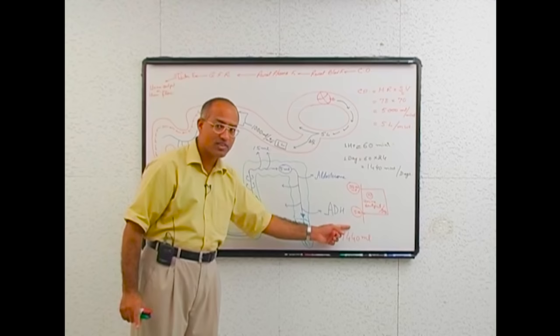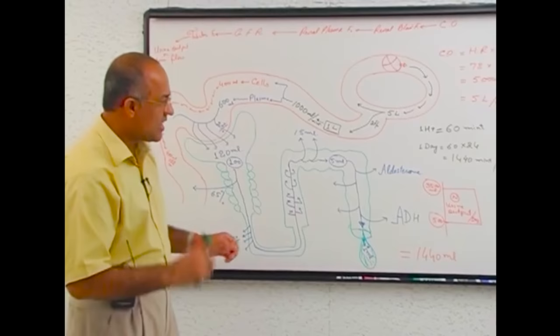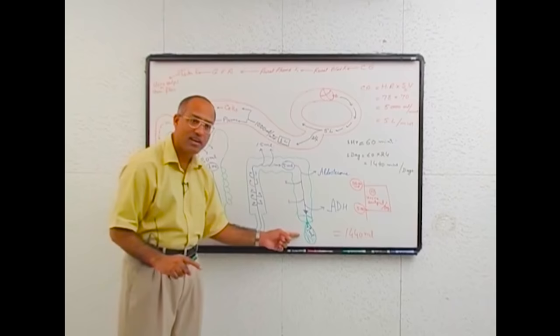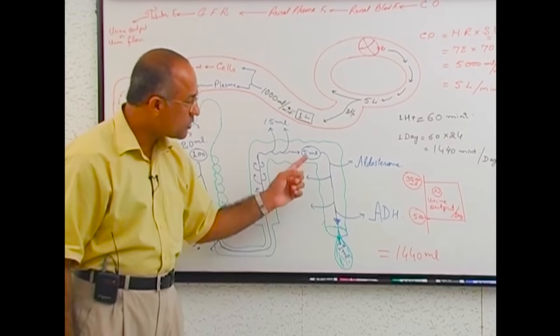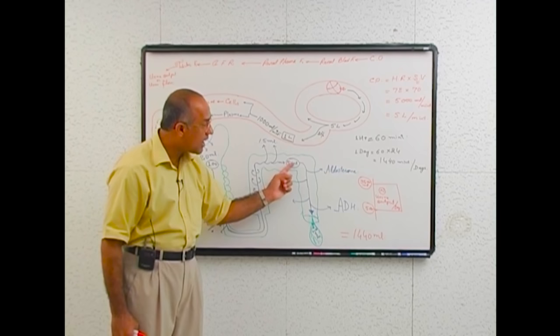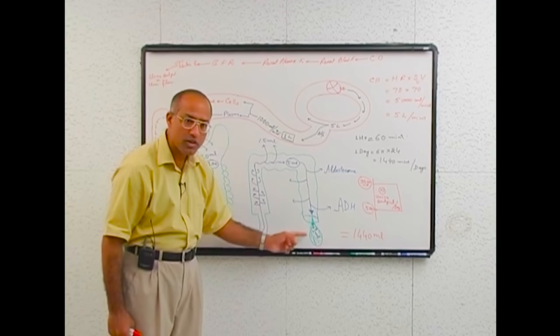Is that clear? But look at one thing. If you produce 1 ml every minute, then daily you produce 1.5 liter. And if you produce 5 ml per minute, you will produce 7.5 liter. If all 5 ml goes down, urine output will be 7.5 liter. Or if only 4.5 ml is reabsorbed, only 0.5 ml goes down, urine output will be about 700 ml. So this is the fine tuning in the last part of the nephron.